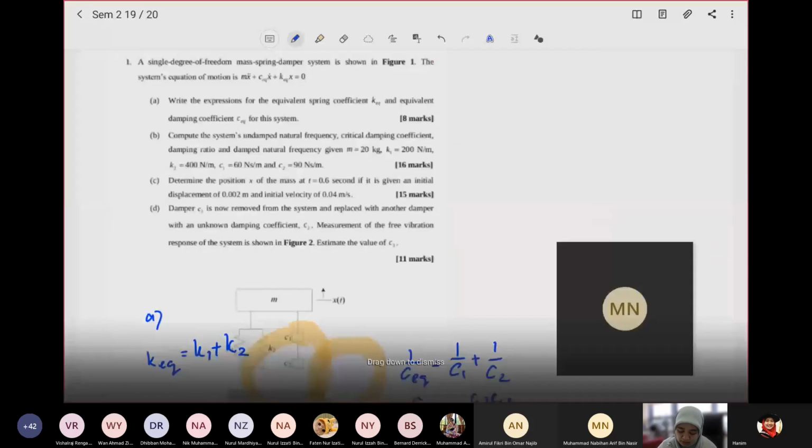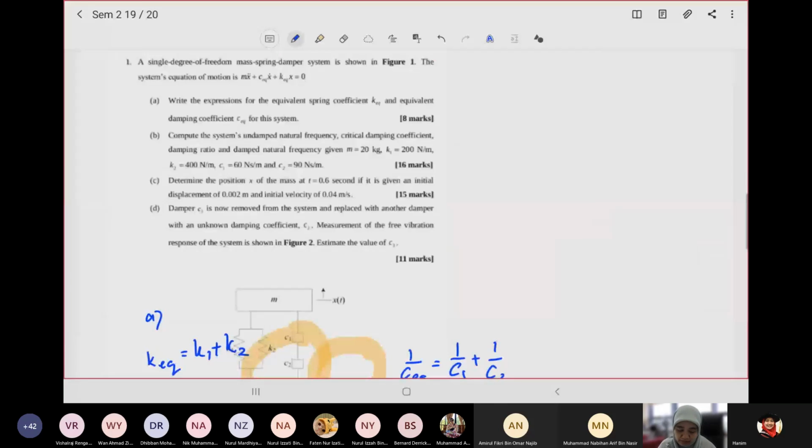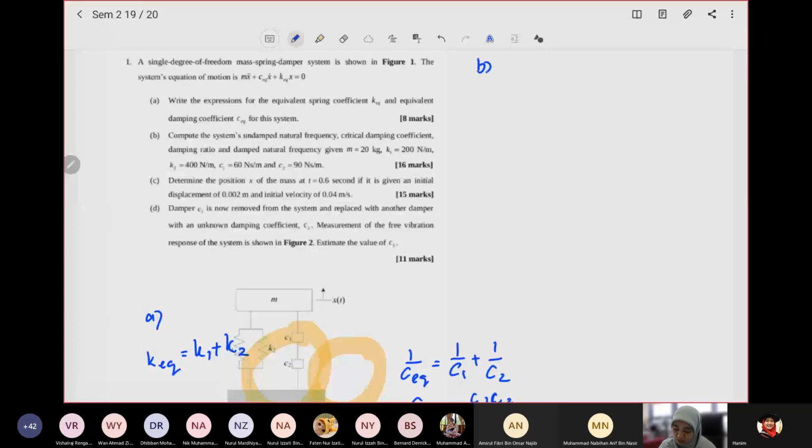Next to this, it'll be easy. So part B, then you would need to calculate the undamped natural frequency. Yeah, so you have the omega n, which is equal to whatever you have calculated for your K equivalent divided by M. So that'd be easy, isn't it? They give you the values here.